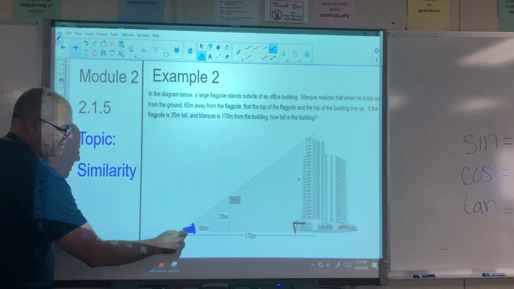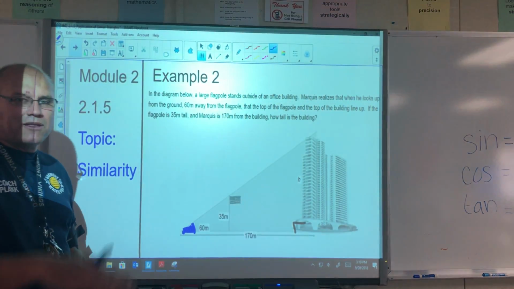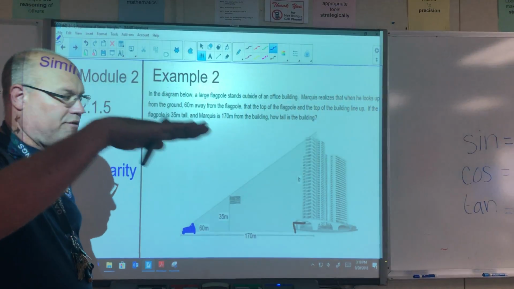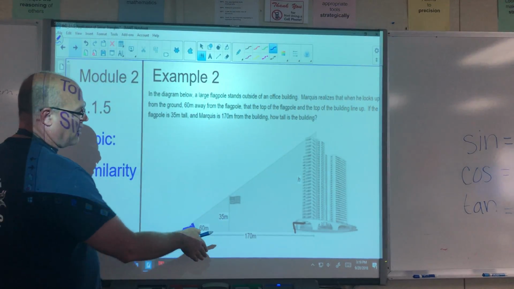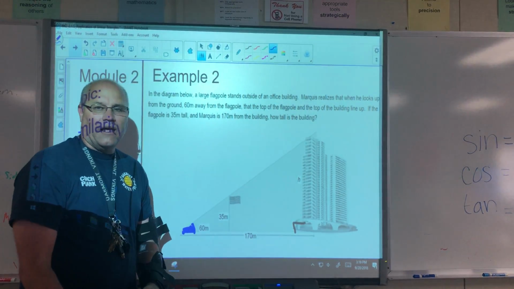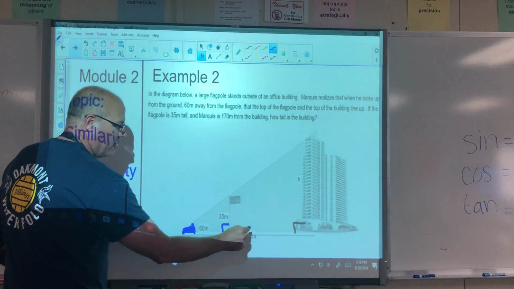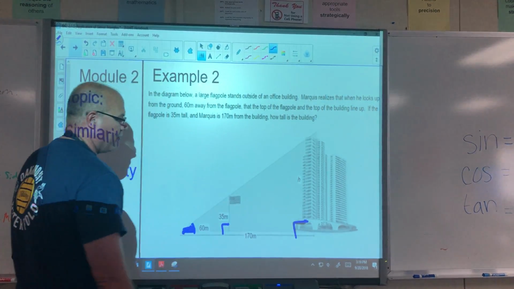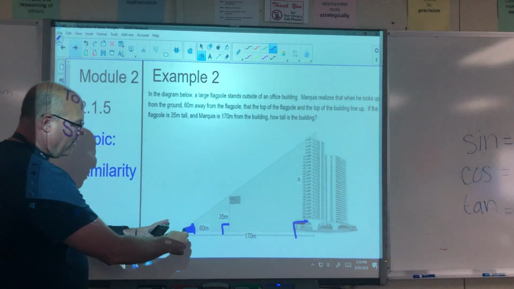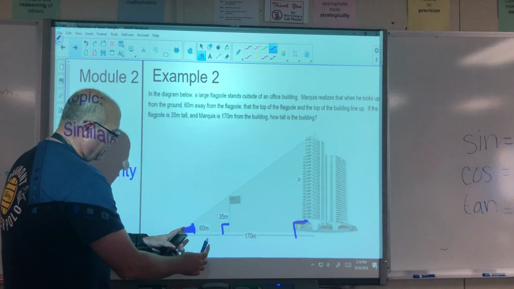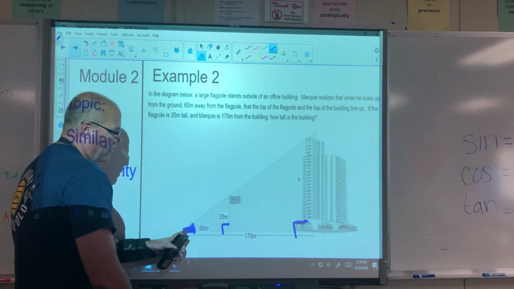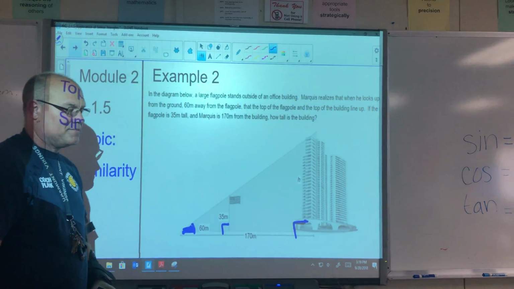And then we're going to make one assumption in these types of problems. We're going to assume that the ground is horizontal, perfectly horizontal and flat. And we're going to assume that our flagpole and our building are perpendicular to the ground, straight up and down. So we have a right angle here and a right angle here. So we have angle, triangle similarity, right? This angle and right angle, this angle and the right angle of the big triangle.